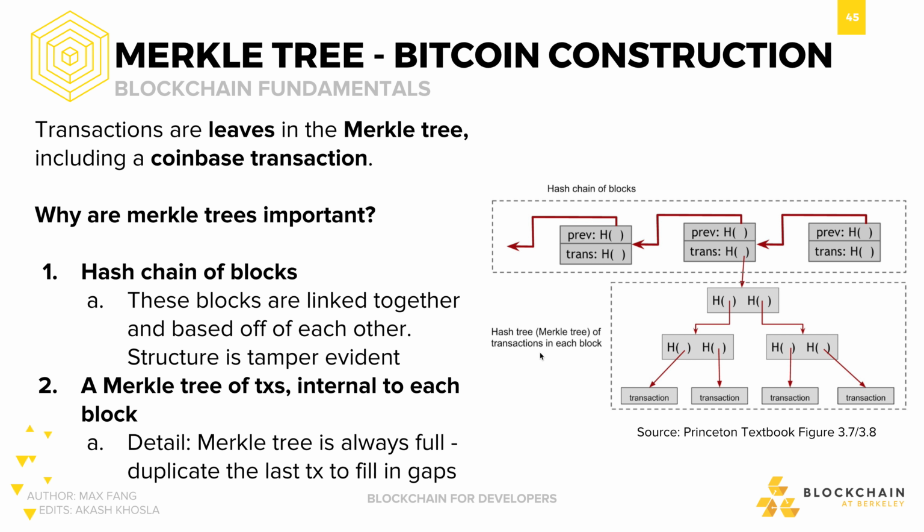Another way it's used is in the Merkle tree of transactions. This is actually where the real Merkle tree is used, right? In the hash chain, we only use the Merkle root, but the Merkle tree then contains all the transactions in the block. So remember that the Merkle tree is always full, and it duplicates the last transaction to fill in any gaps.